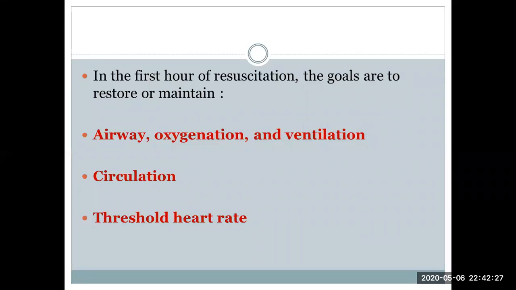A threshold heart rate. What does that mean? It is the heart rate that is needed for a patient to maintain good, decent circulation. Meaning, don't leave your patient tachycardic to the extreme. They get exhausted after all, and they get into cardiac arrhythmias, because tachycardia is as bad as bradycardia. So when you resuscitate your patient and the patient has persistent tachycardia, please troubleshoot that.